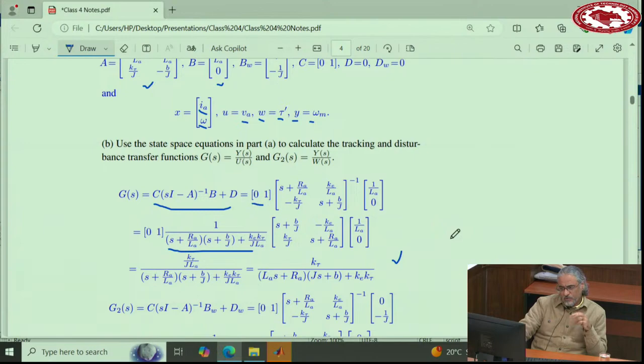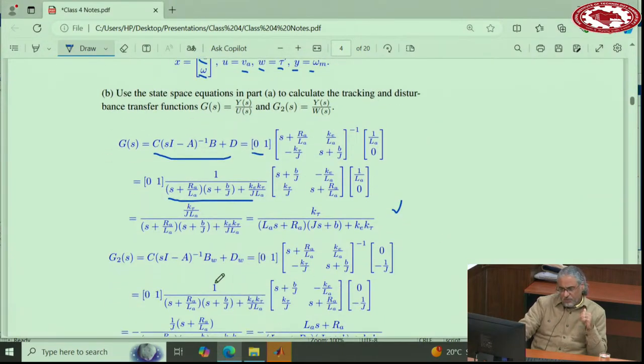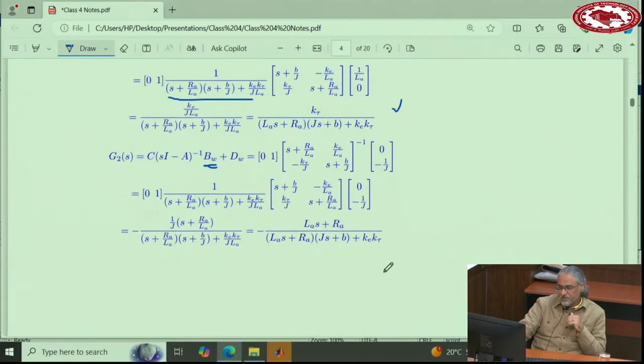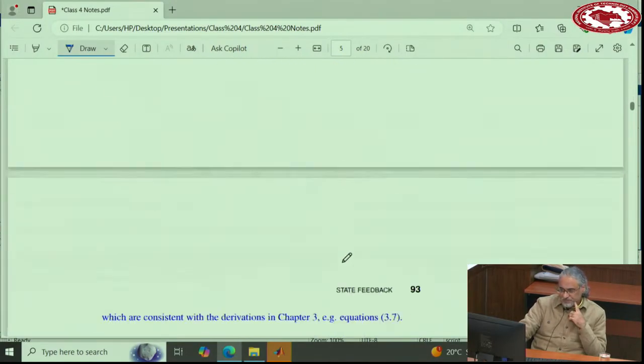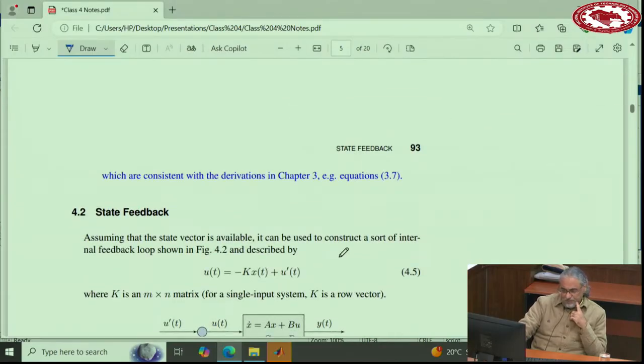If you want to find the transfer function from the disturbance to the output, the only difference is that instead of B, you put BW here. And that gives you the transfer function from disturbance to the output, which is this one. Okay. So this is basically the core of the state space concept and state space modeling.